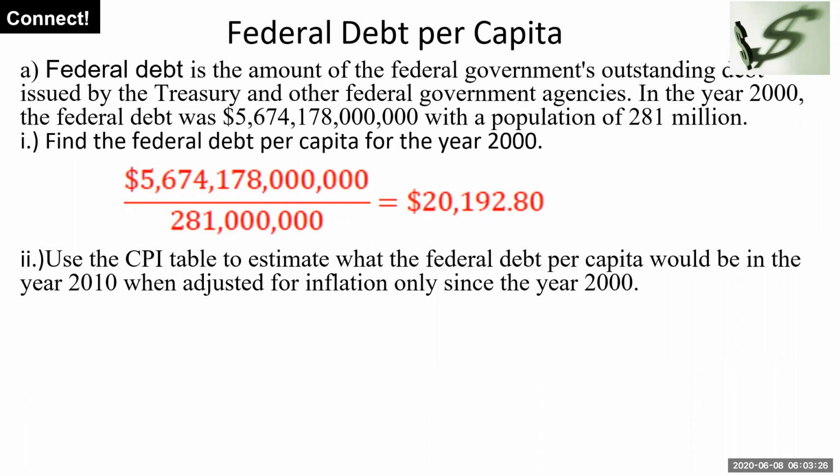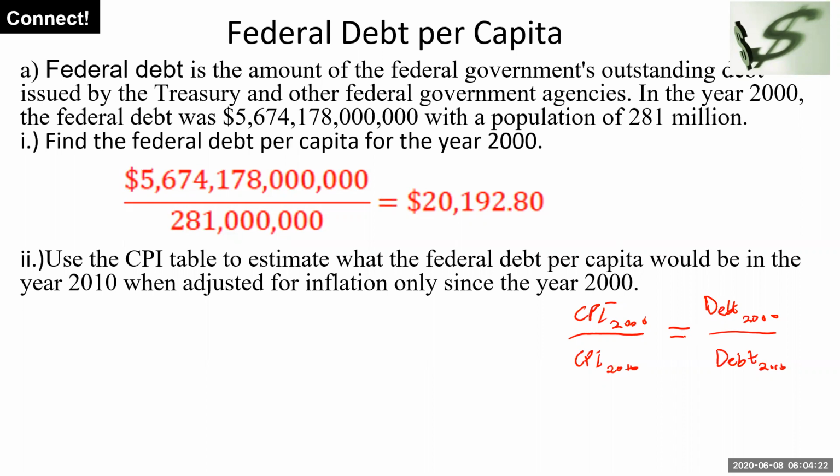Now use the table to estimate what the federal debt per capita would be in the year 2010 when adjusted for inflation only since the year 2000. So you have to look at 2000 and 2010. You look at the CPI in 2000 and the debt per capita in 2000, and then the CPI in 2010 and the debt per capita in 2010. You establish your proportion.